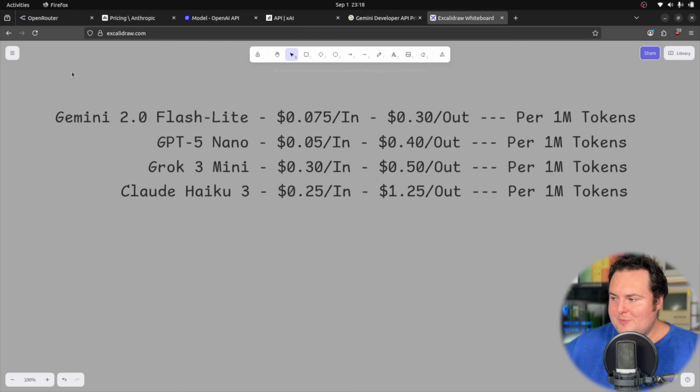So I am going to be judging their pricing based on the output price here, and starting with the cheapest, we have Gemini 2.0 Flash Lite coming in at 30 cents per million output tokens, followed by GPT-5 Nano coming in at 40 cents per million output tokens, followed by Grok 3 Mini coming in at 50 cents per million output tokens, and at a significantly more expensive rate, we have Claude Haiku 3 coming in at $1.25 per million output tokens.